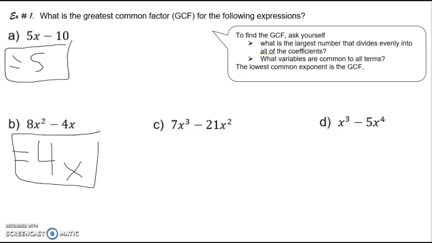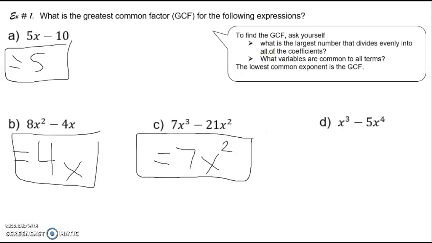All right, C. We have 7x cubed minus 21x squared. So we look at the 7 and we look at 21. The biggest number that goes into both is 7. 7 goes into itself once, and 7 goes into 21 3 times. 7 times 3 is 21. Now we have to look at the variables. We have an x cubed and we have an x squared. So we definitely can take an x out. And now we look when it says up here, the lowest common exponent is the greatest common factor. So because we have a 2 and we have a 3, the lowest number is a 2. So that means we can take out x squared. And that is your final answer.